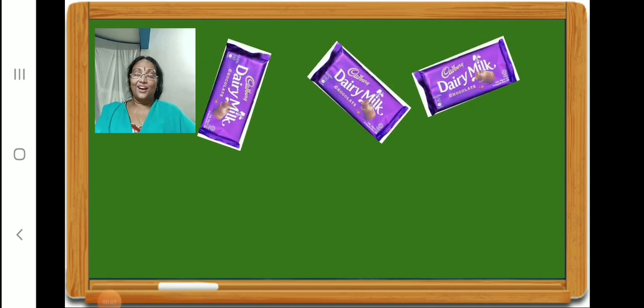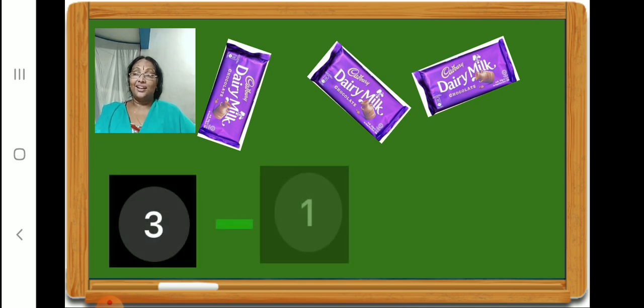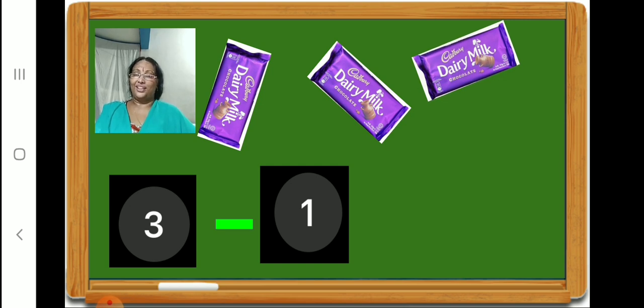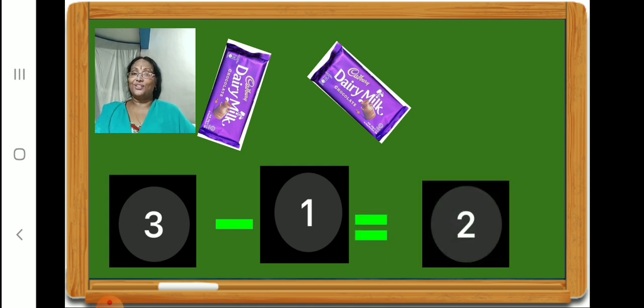Children, how many chocolates are there? Yes, there are 3 chocolates. Now let us minus 1 chocolate from 3 chocolates. Minus means take away. So let us take away 1 chocolate. Now children, count and see how many chocolates are there. There are 2 chocolates. Therefore 3 minus 1 is equal to 2.